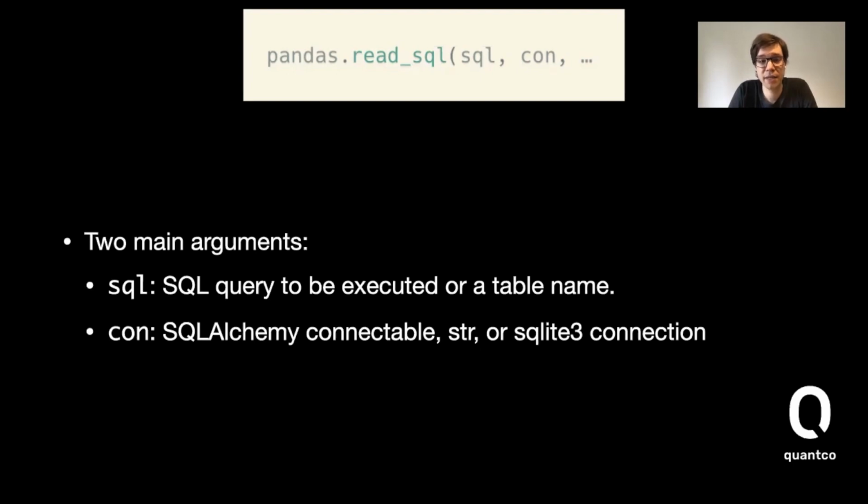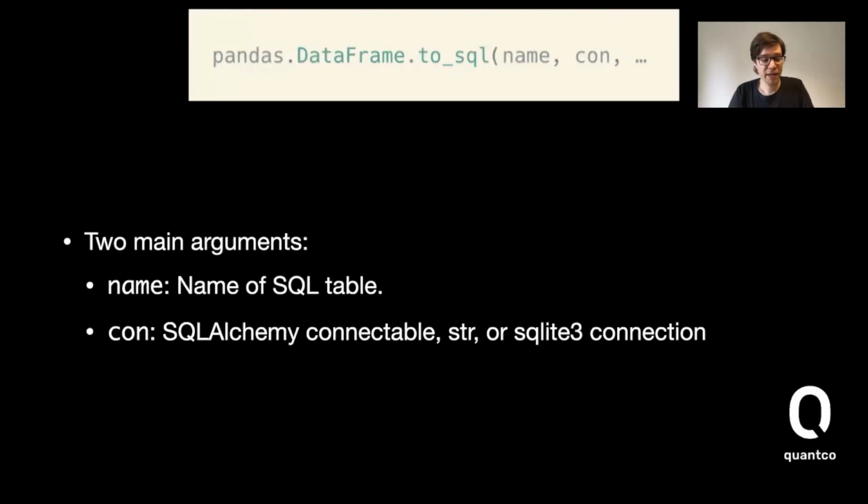And the second argument can be an SQLAlchemy connectable. SQLAlchemy has several things you can use to connect to a database, or a string, which is passed to SQLAlchemy, or a SQLite3 connection, which is a special case here if you're talking to a SQLite database. All other database types are supported with SQLAlchemy.